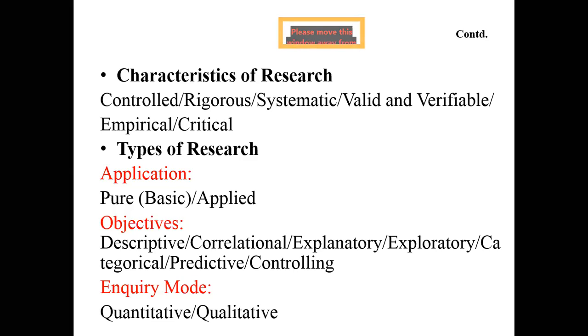So applied and pure or basic research are two different things, and they are distinct because of the discovery or invention that is done in the case of applied research. Then, on the basis of objectives, we can categorize research into four categories: descriptive, correlational, explanatory, and exploratory. So these are the objectives of research.